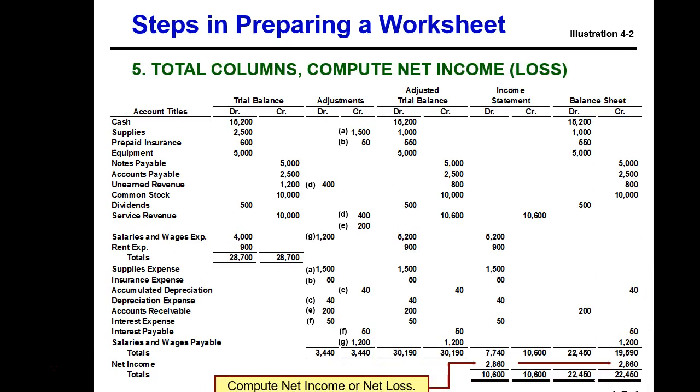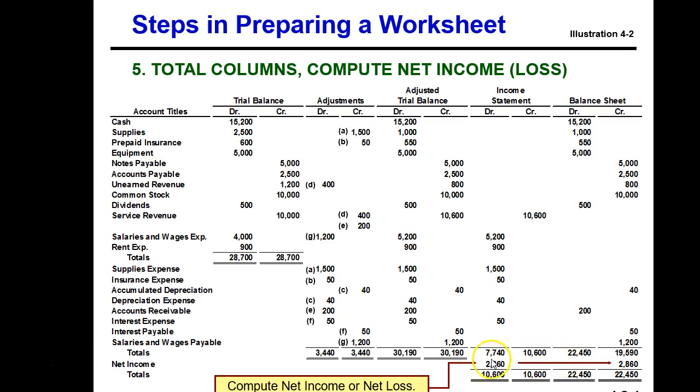So the last step of completing the worksheet is to record your net income or your net loss into the appropriate column. What you're going to do is add the net income or the net loss to the smaller side of the income statement and to the smaller side of the balance sheet. So I'll say it again. You're going to add the net income amount or the net loss to the smaller side of the income statement and the smaller side of the balance sheet.